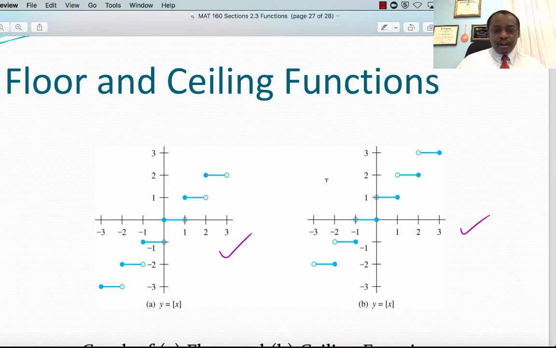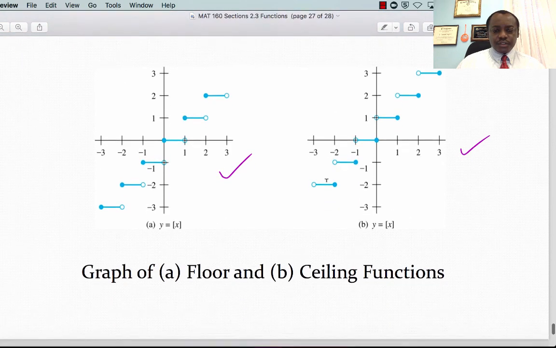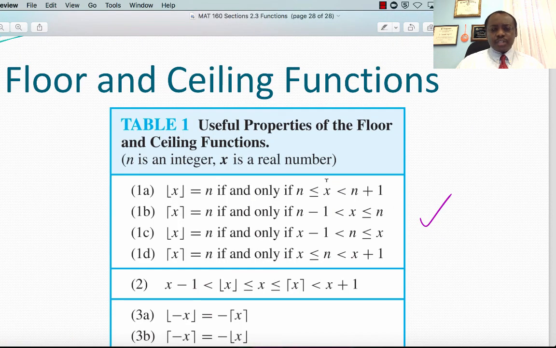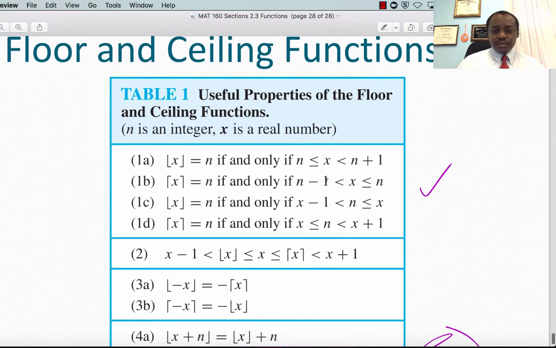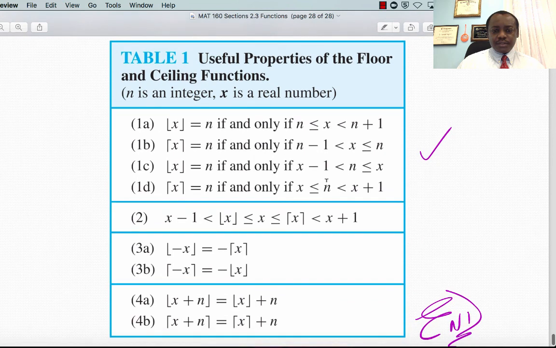And here are the graphs of our ceiling and our floor functions. And here are some computations or properties or characteristics involving floor and ceiling functions. I'll just let you look at these for a few seconds. 1a, 1b, 1c, 1d, 2, 3a, 3b, 4a, 4b. We would probably see a couple of these in class as we look at a few problems.